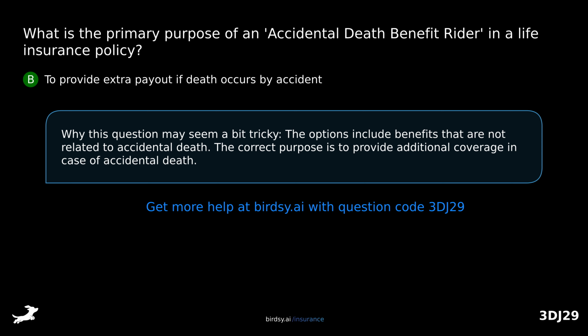Why this question may seem a bit tricky. The options include benefits that are not related to accidental death. The correct purpose is to provide additional coverage in case of accidental death.